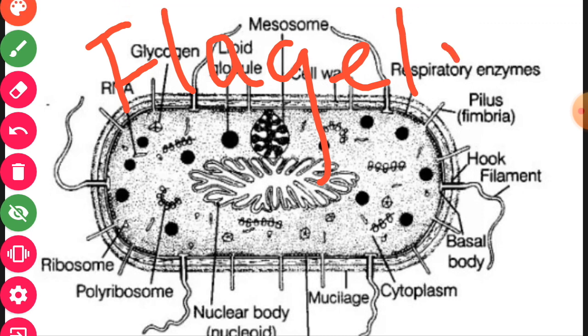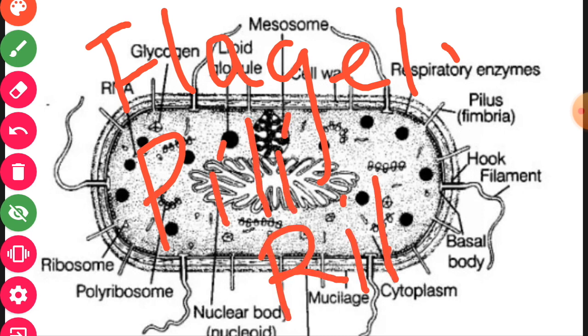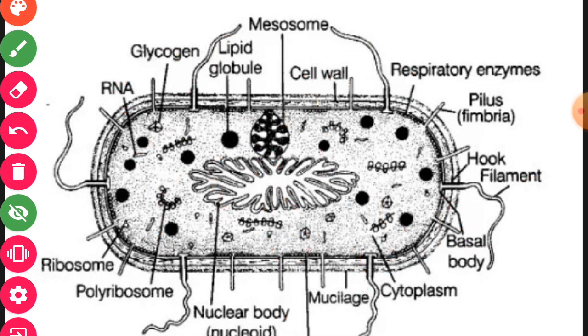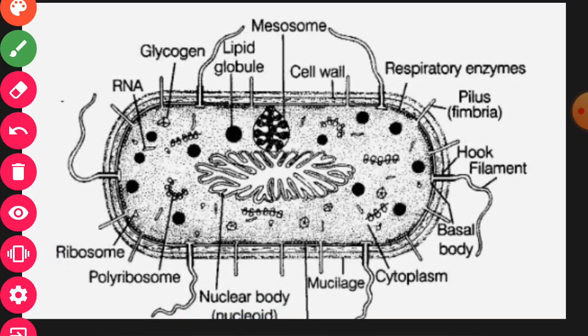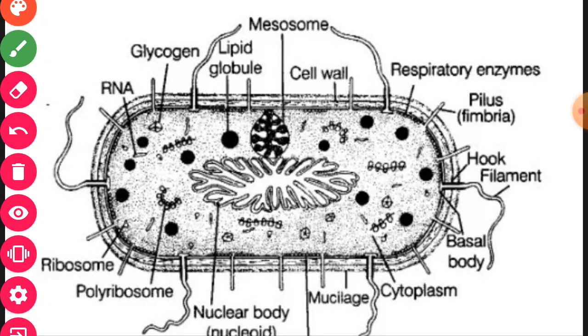Flagellum, next pili, and the third one is ribosome. So this is the complete structure of bacteria. Till now we have studied the complete structure of bacteria here. If you still have any confusion then you can discuss with me. Okay, thank you.